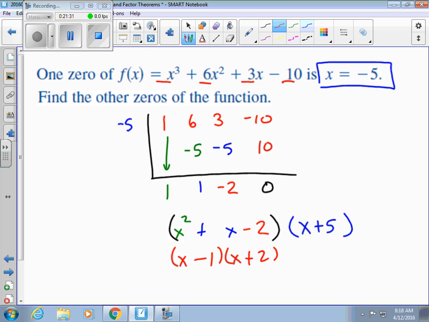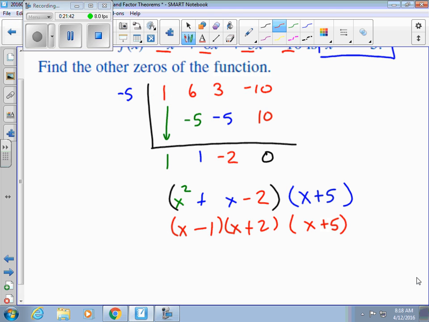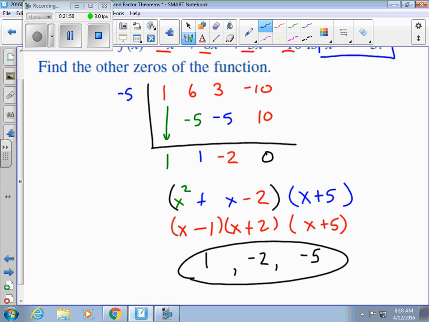The other one is the one that we had a minute ago, x plus 5. Now we have three factors, x minus 1 times x plus 2 times x plus 5. So the zeros of this are when you set each one of these expressions I have in red equal to 0. So what you wind up with is opposites of each of these. 1 for this one, negative 2 for this one, and negative 5 for that one. Those are the three zeros of that function. 1, negative 2, and negative 5.